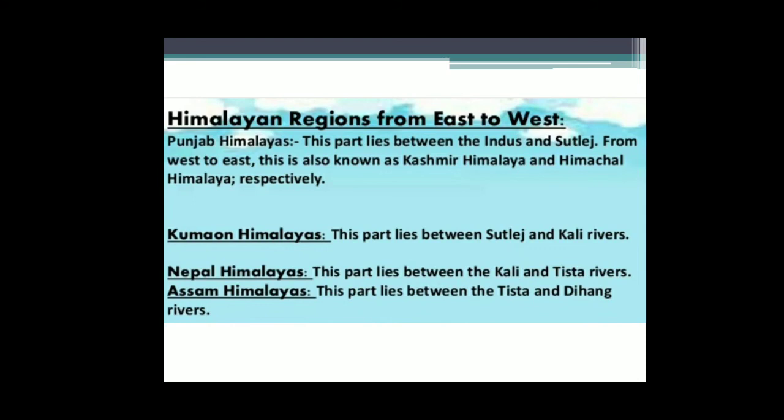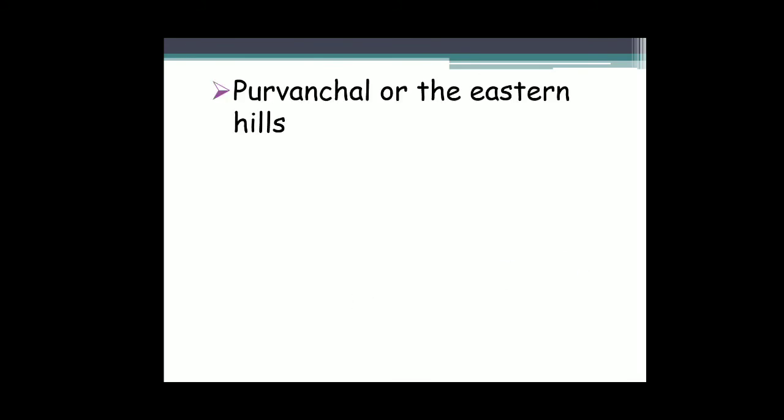Second is the Kumaon Himalaya. This part lies between the Satluj and Kali rivers. Then the Nepal Himalaya lies between the Kali and Tista rivers. The Assam Himalaya lies between the Tista and Dihang rivers. So this division is based on the demarcation of river valleys. Now, one more area is demarcated with the eastern hills, which is known as Purvachal.